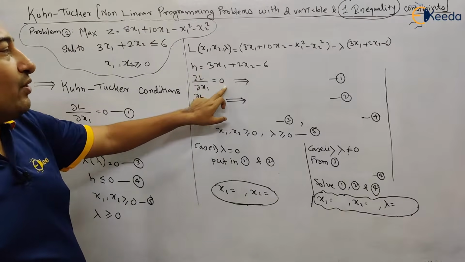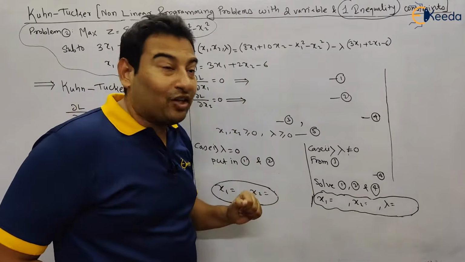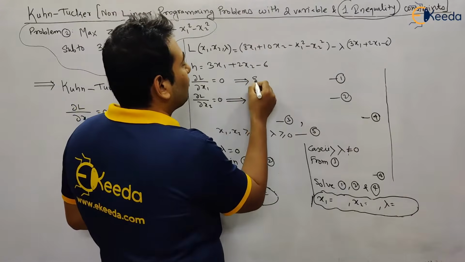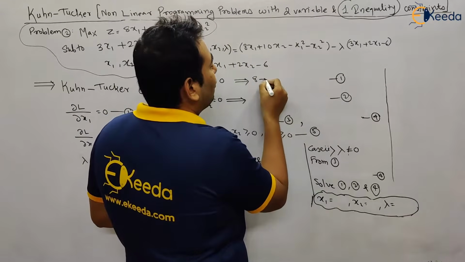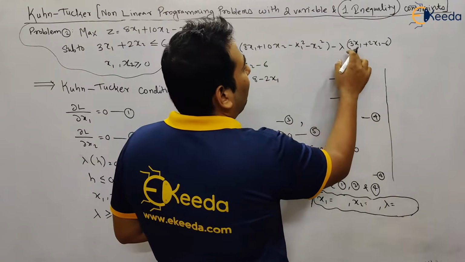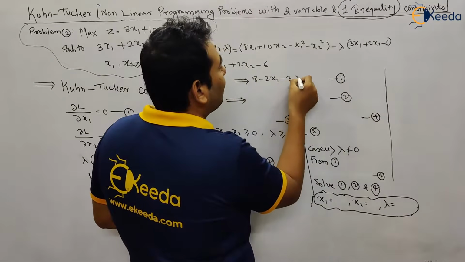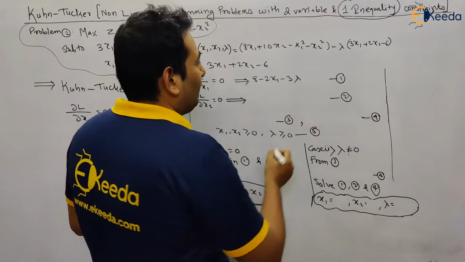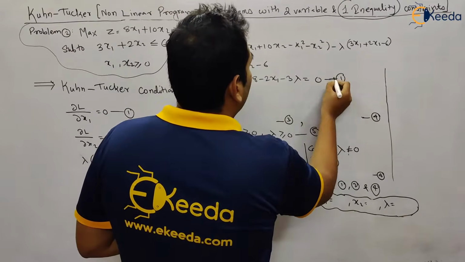Dou L upon dou x1 equal to 0. Let us differentiate this with respect to x1. So it will be 8 minus 2x1, and if we differentiate with respect to x1, this is minus 3 lambda equal to 0. This is equation number 1.